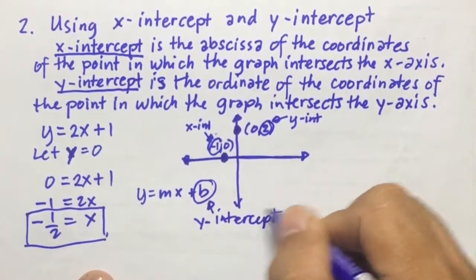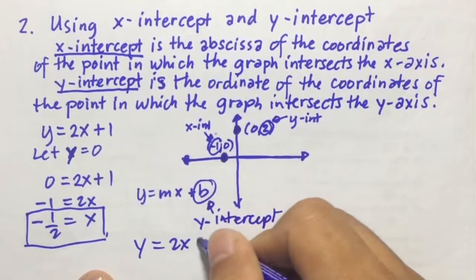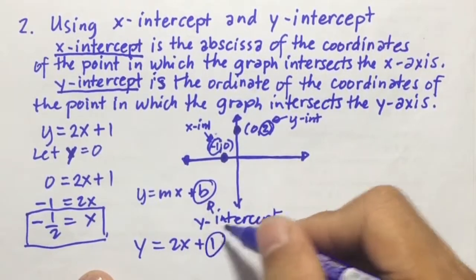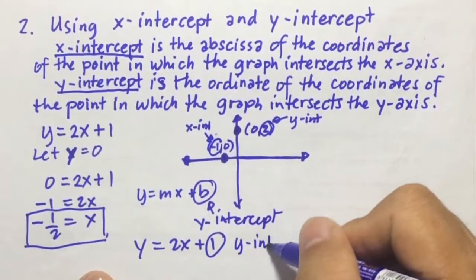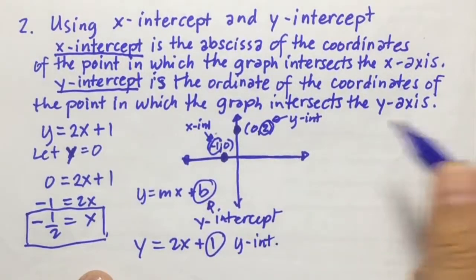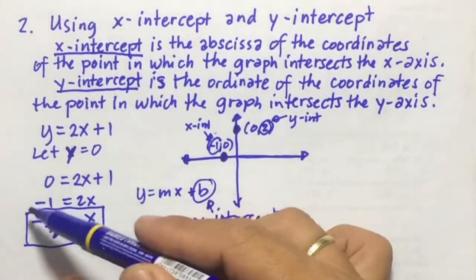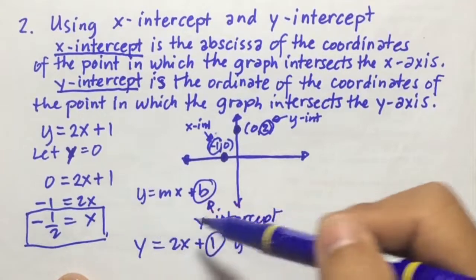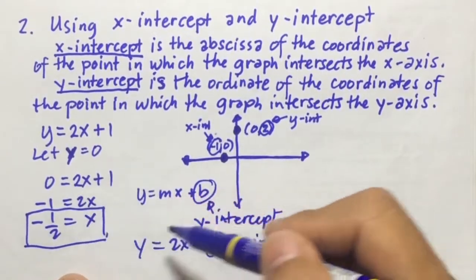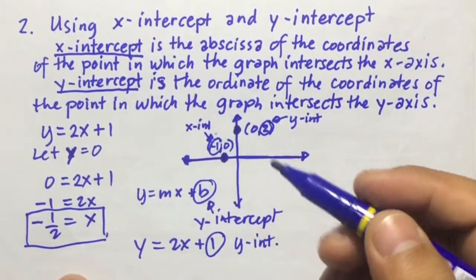Therefore, in y equals 2x plus 1, this means that 1 is the y-intercept. So what we're going to do here is plot these points, or these intercepts. Then after plotting the intercepts, we'll just connect them with a ruler.